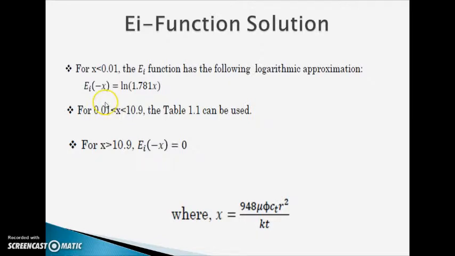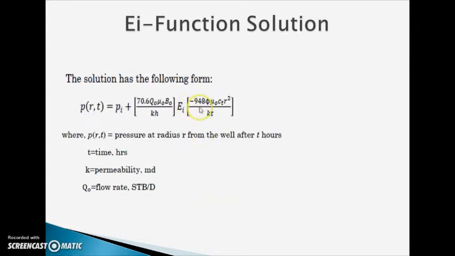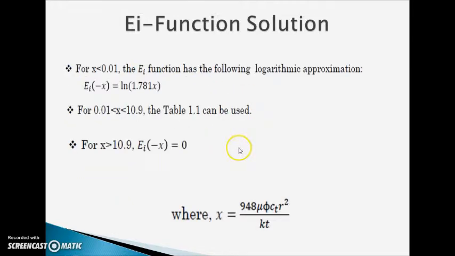When you want to find your EI, you have to calculate the X. What is X? X is coming from here. Actually it's the same thing as here, the difference is only the minus. You don't need to memorize this X, you just memorize the whole formula, because this formula includes everything to find EI. And then for X less than 0.01, your EI is equal to ln of 1.781 multiplied by X.